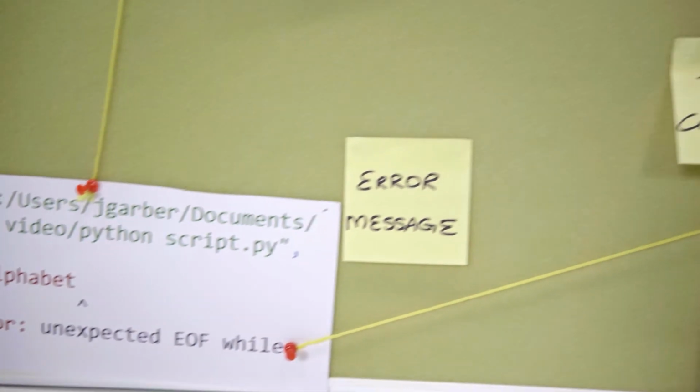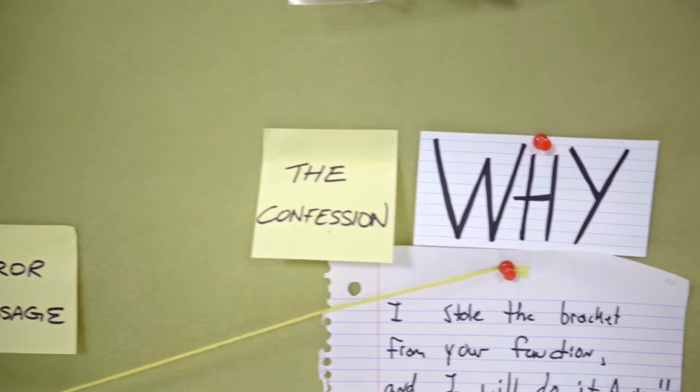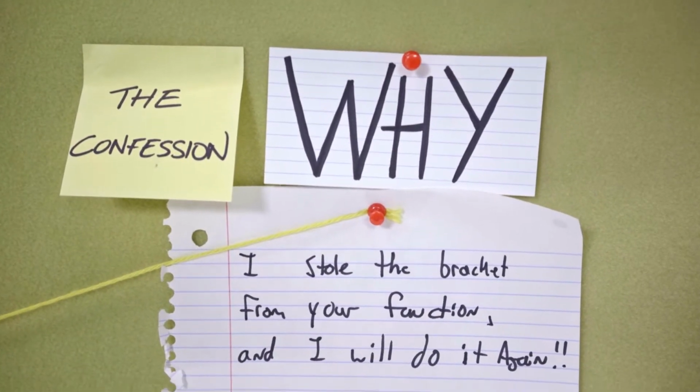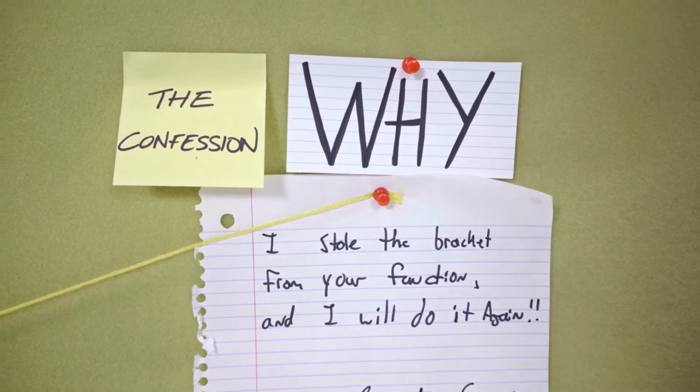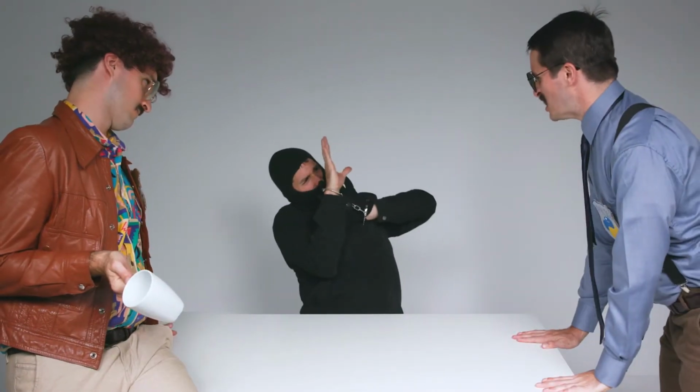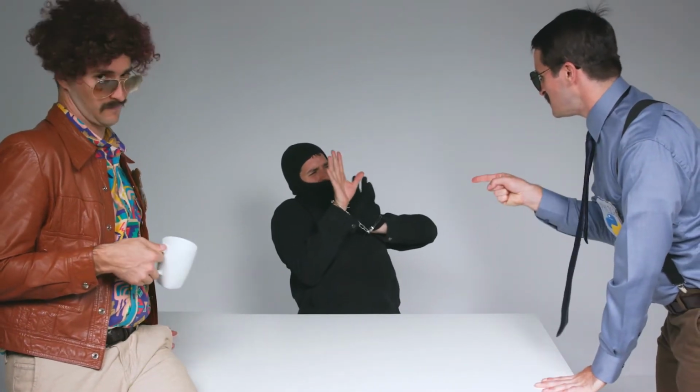Finally, we need to find out why. Motive is the key to solving this mystery, and luckily every error comes with a message that reveals the motive. These messages serve as the error's confession. They reveal why the error occurred, and sometimes tell you how to solve the case.